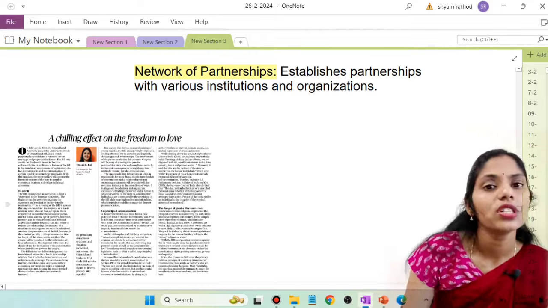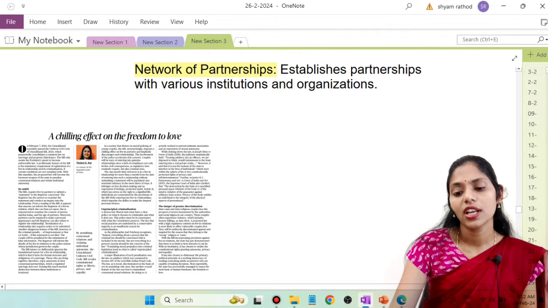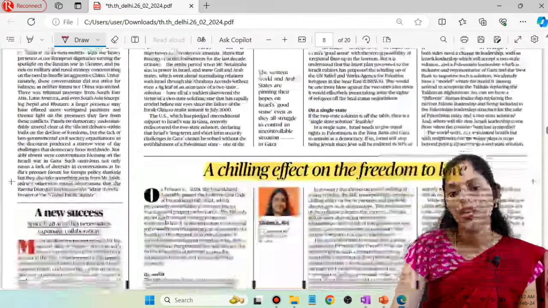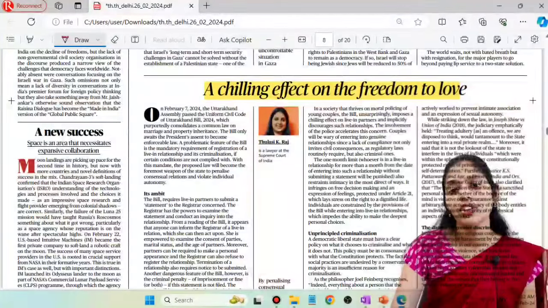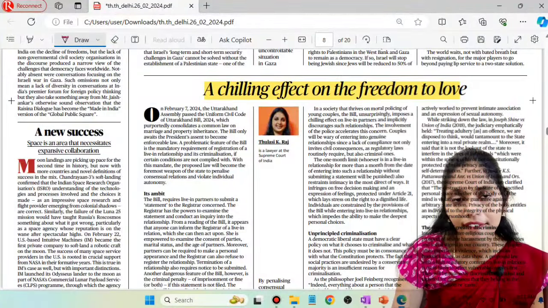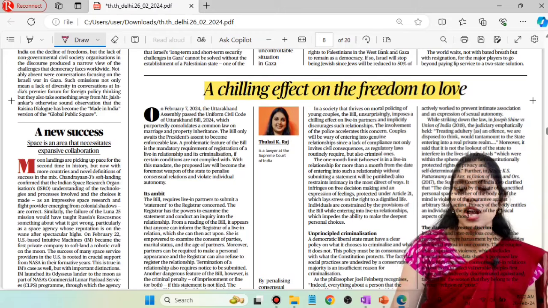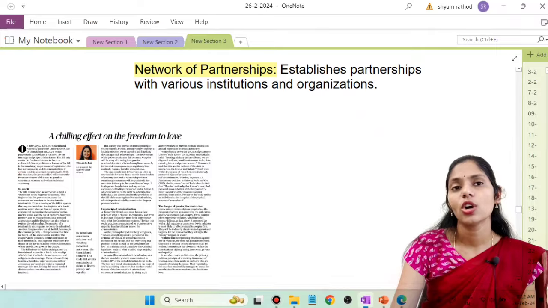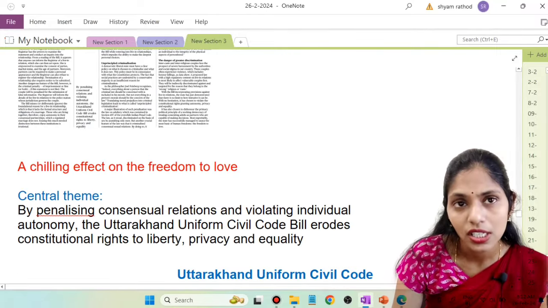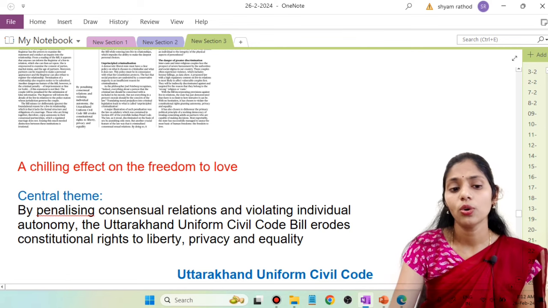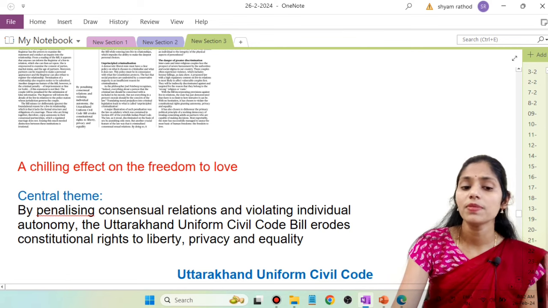So this is about this topic, and now let us move on to the next topic again from this editorial page. It is about the chilling effect on the freedom to love. Actually, this article is talking about UCC, Uniform Civil Code.